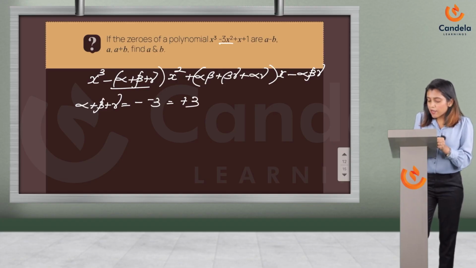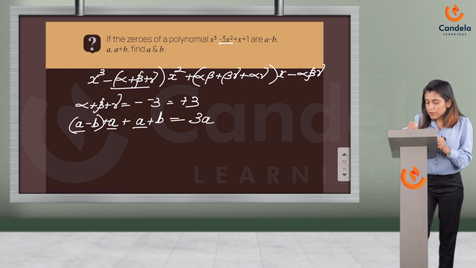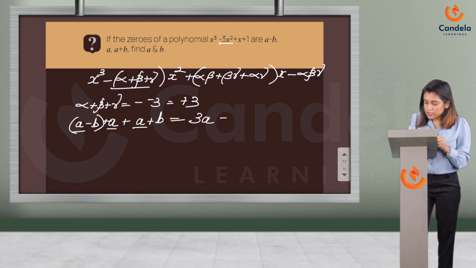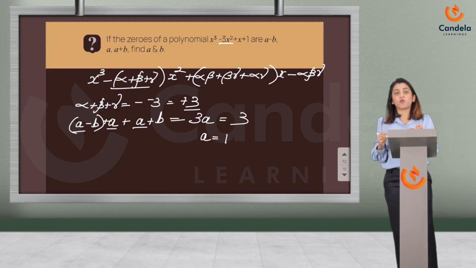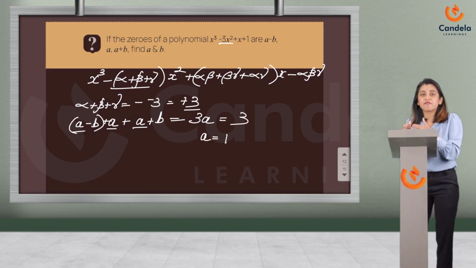Here alpha is a minus b, beta is a, then gamma is a plus b, and a plus a plus a is 3a, minus b plus b is 0. 3a is equal to 3 and a becomes 1. So we have found the value of a and we have to find the value of b.